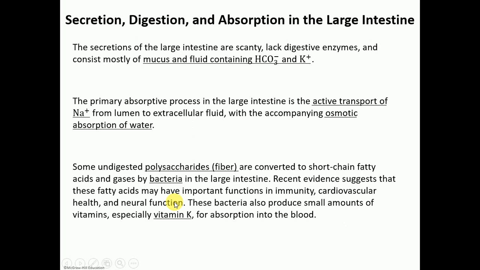I'm sure you have heard that eating fiber is healthy. The thing about fibers is that these polysaccharides, we do not digest them, but they are converted to short-chain fatty acids and gases by the bacteria. These short-chain fatty acids are important. There's lots of recent research showing that they are important for the healthy function of the immune system, cardiovascular health, and the function of the nervous system.